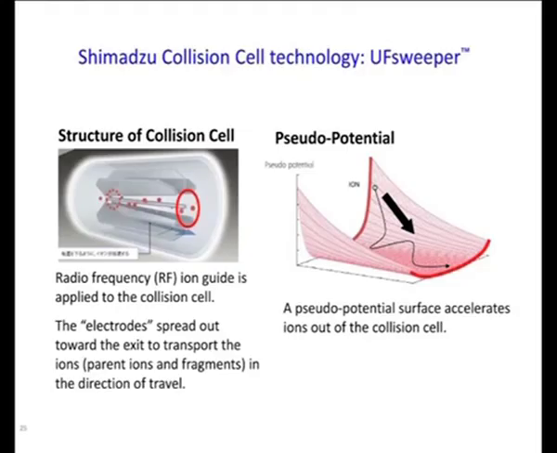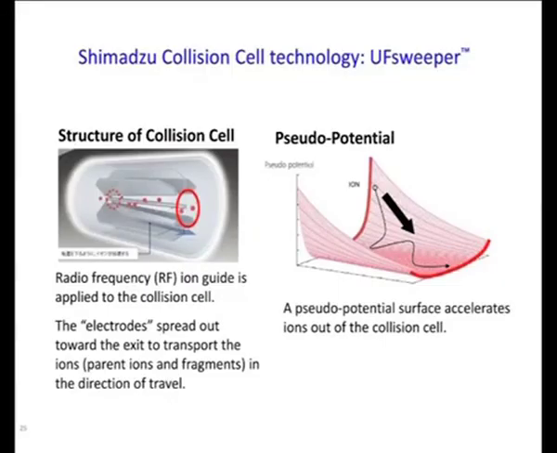The ions coming from the first quadrupole strike the argon gas and form product ions. During that process they lose some energy. The product ions formed in Q2 lose some momentum, therefore they move slowly towards the third quadrupole. If the next event starts and contains a similar product ion, you may get the crosstalk effect. To avoid that, we have this technique known as the UF sweeper.